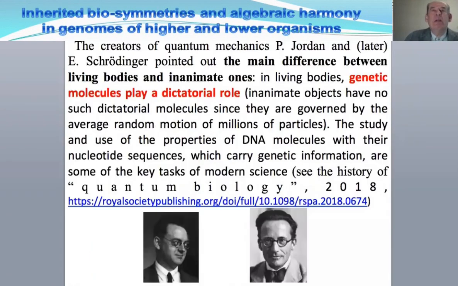The creators of quantum mechanics, Jordan and Schrödinger, pointed out the main difference between living bodies and inanimate ones. In living bodies, genetic molecules play a dictatorial role. Inanimate objects have no such dictatorial molecules, since they are governed by the average random motion of millions of particles. The study and use of the properties of DNA molecules with their nucleotide sequences, which carry genetic information, are some of the key tasks of modern science.